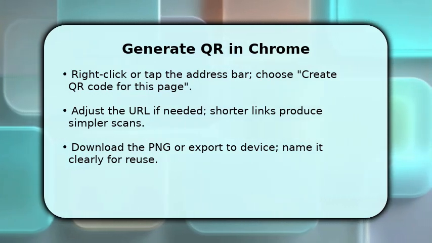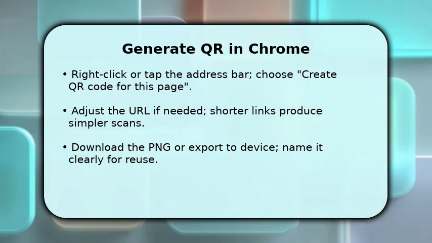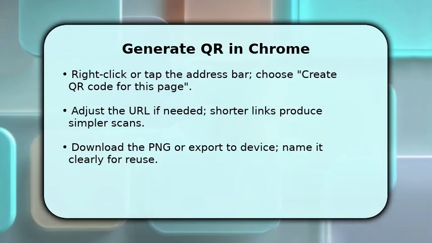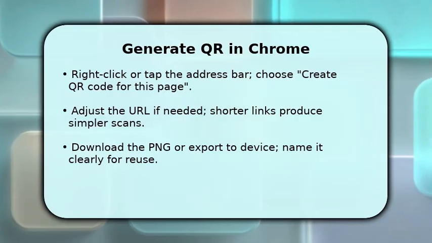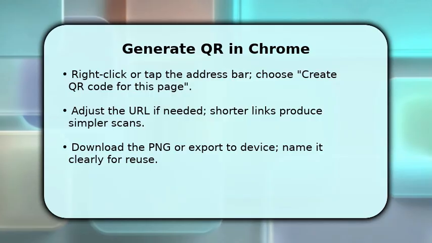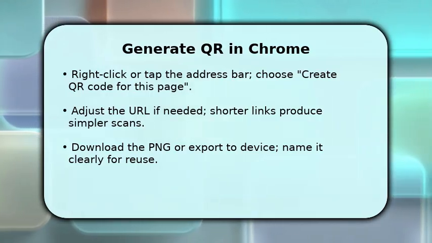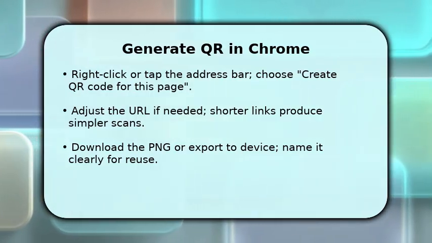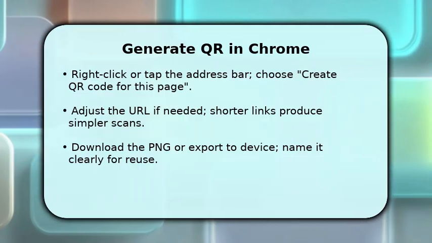Right-click the page or tap the address bar's QR icon in Chrome and select Create QR Code. You'll see a preview, review the URL shown, and edit it if you need a shorter, cleaner link. Shorter URLs scan more reliably. Download the PNG to your device or use the share option to send it to your phone.